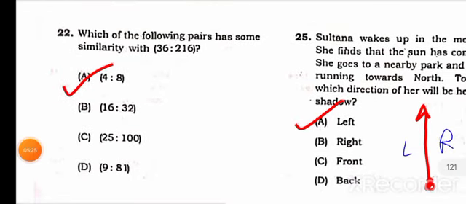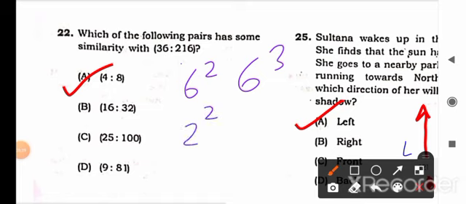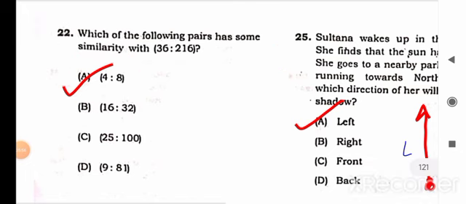Next, here comes: 36 is to 216 in the ratio of 26. 36 is what? 6 squared. 216 is 6 cubed. See, this series you have to see in 4 and 8: 2 squared, 2 cubed. 16 and 32 have nothing like that. 4 squared is there, but 32 is not 4 cubed. This way, if you solve all the options, you will find A as the answer.